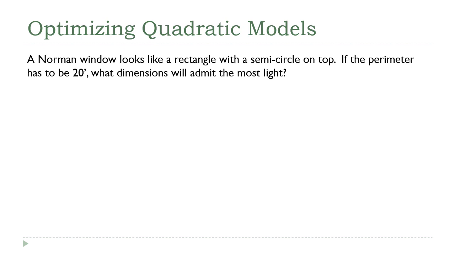So I've got another question here. This one is going to be a little more complicated. We have something called a Norman window. It looks like a rectangle with a semicircle on top. And I know that the perimeter has to be 20 feet. That's, again, the distance around. And I want to know what dimensions will emit the most light. Well, again, the biggest object is the one that's going to emit the most light, and we measure big by area. So ultimately, it's the area that I'm going to be focusing on here.